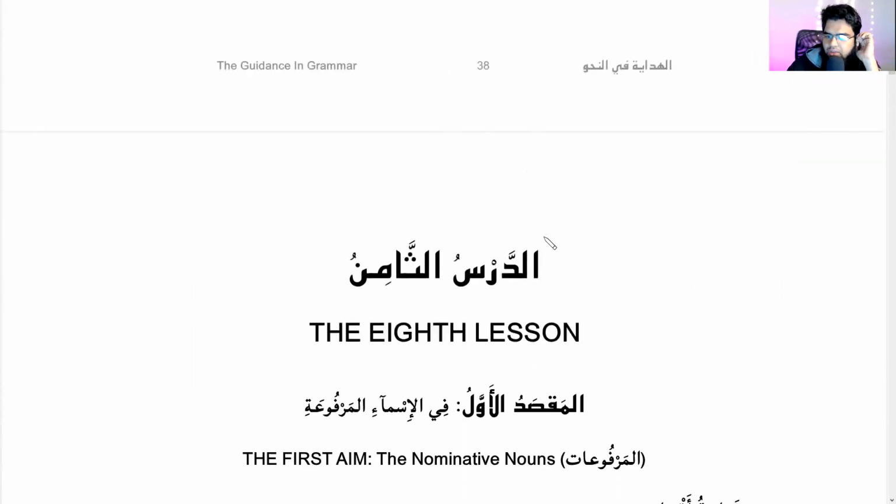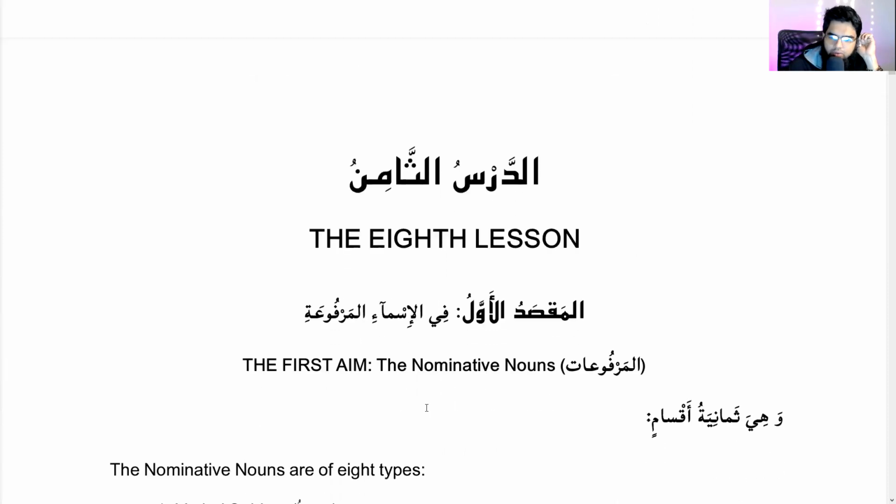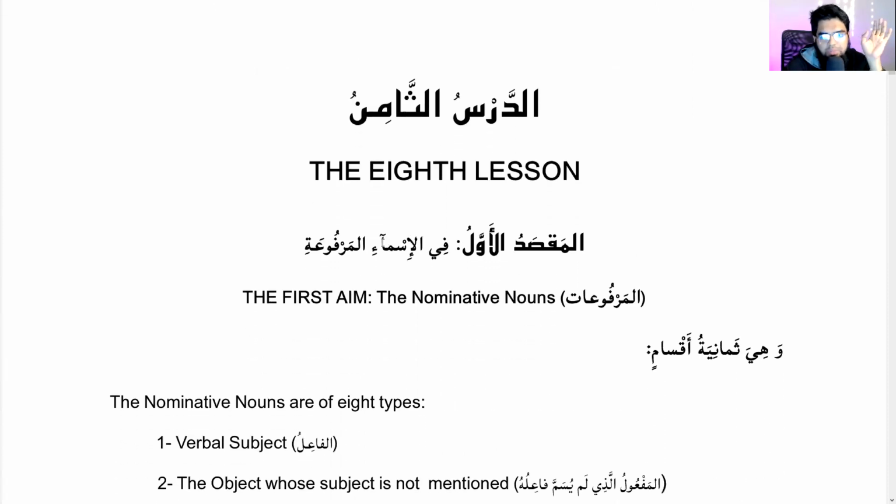And next lesson, inshallah, we'll talk about marfu'at. All the nominative nouns, we'll start slowly about them. Then he'll talk about mansubat and majrurat. That was the 7th lesson, a little long, but yeah. We are done with diptotes.